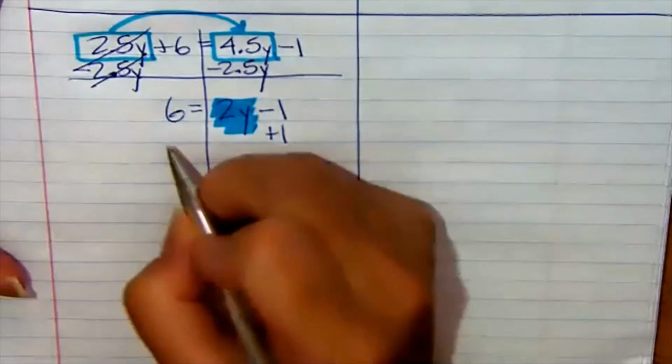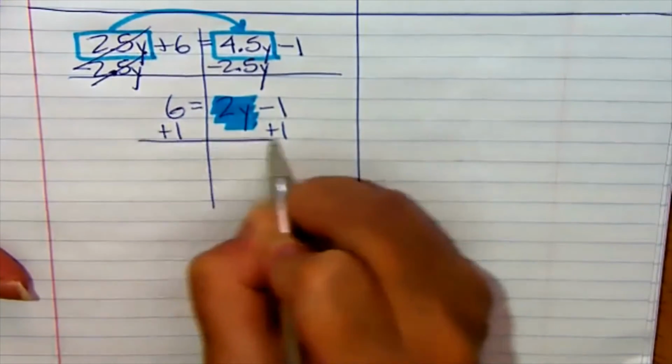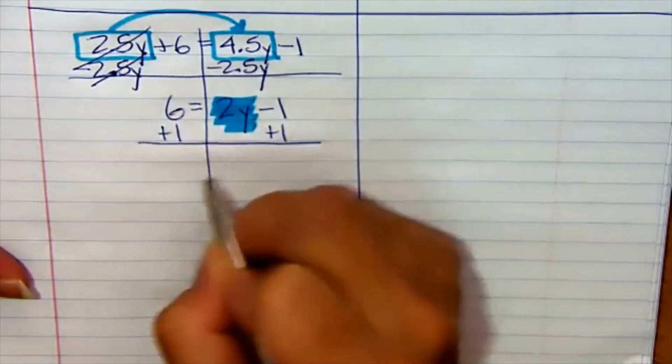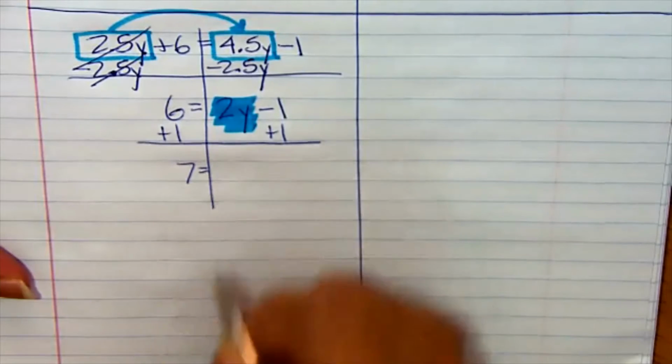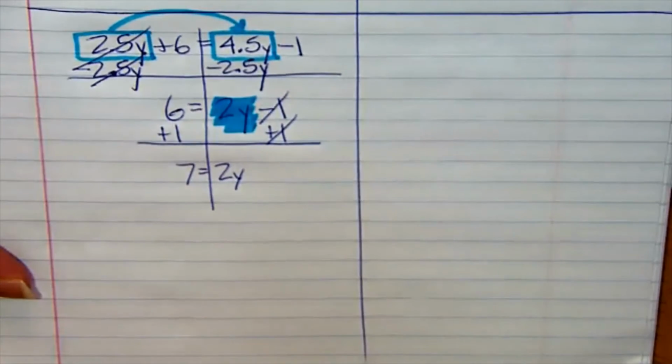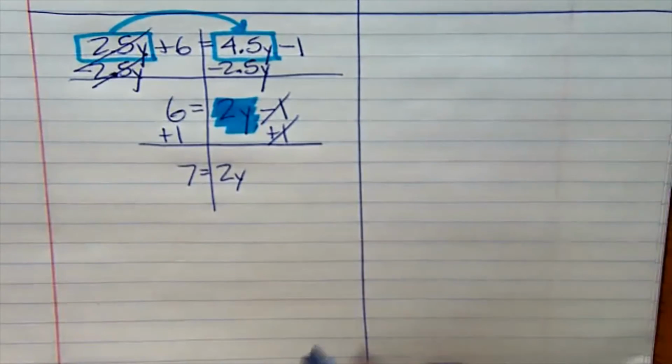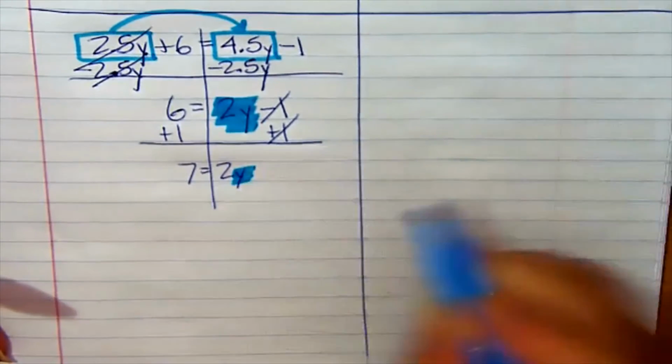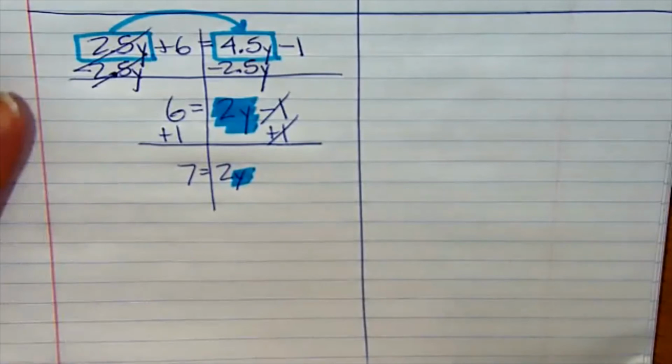What I do to one side, I must do to the other. So 6 plus 1 is 7, and I'm left with 2y. They cancel. Now, this is definitely a problem you know how to do. I need to isolate my variable.